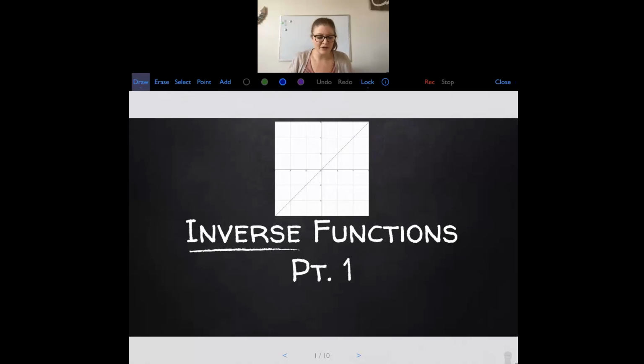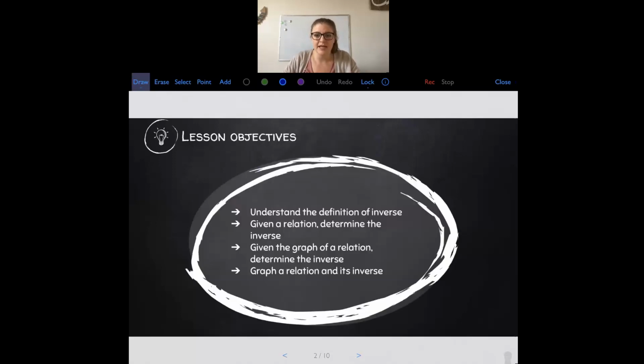In this lesson, we are going to be talking about inverse functions. This is part one. We'll probably have about 3 videos on this. In particular, our goal is to understand the definition of inverse. Given a relation, we'll be able to determine the inverse. Given the graph of a relation, we'll determine the inverse graphically. And then we will also graph a relation and its inverse.